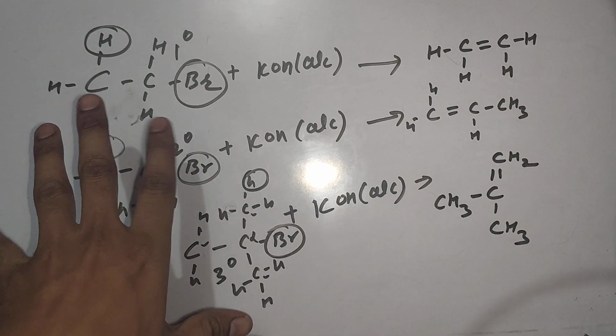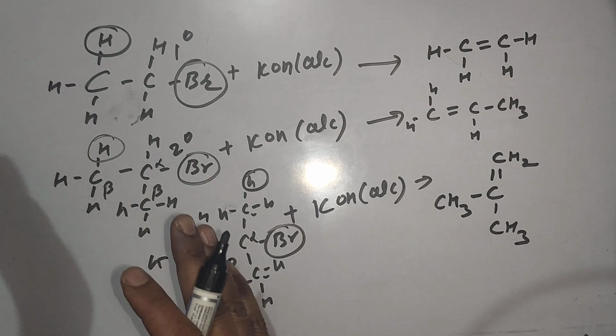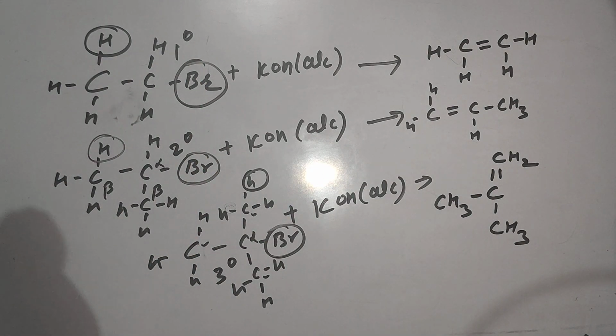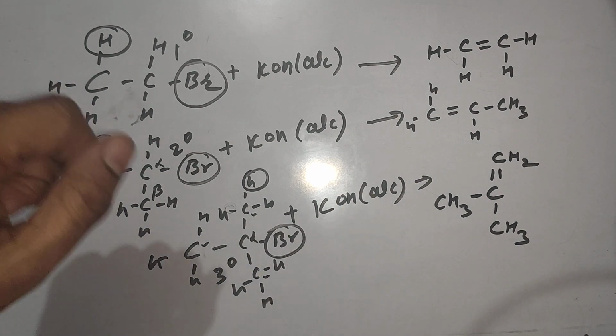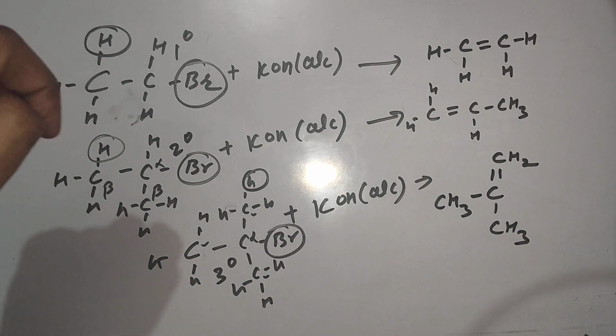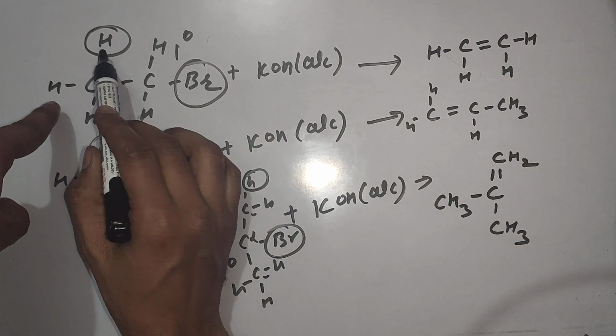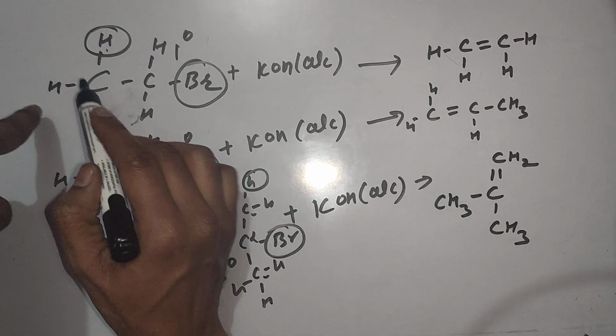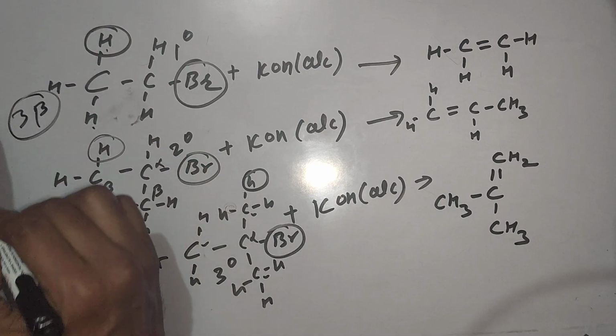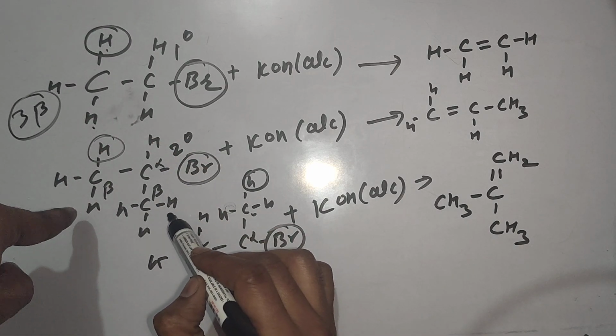Now 3 degree, 1 degree, 2 degree. Which haloalkane will be fastest in these reactions? Now this we can understand in two ways. First way is just count beta hydrogens. Like on this, how many beta hydrogens are there in 1 degree? 1, 2, 3. 3 beta hydrogens are there. In 2 degree, how many beta hydrogens are there?